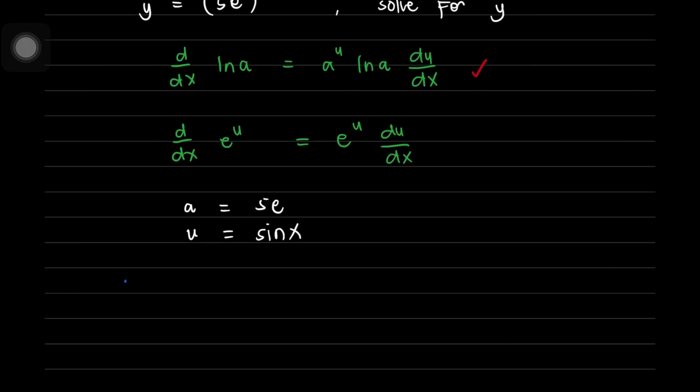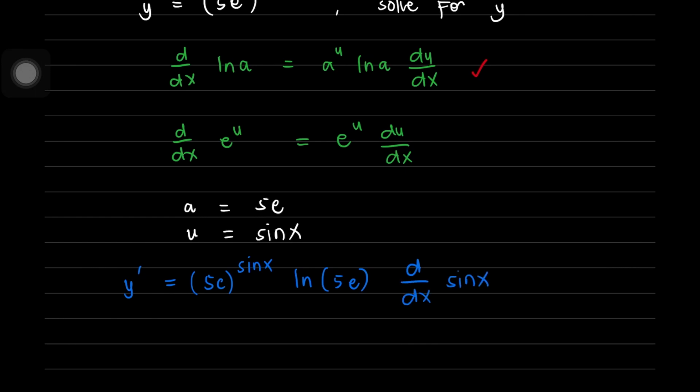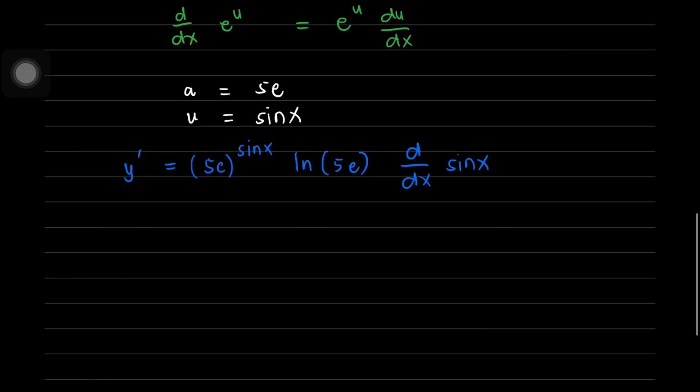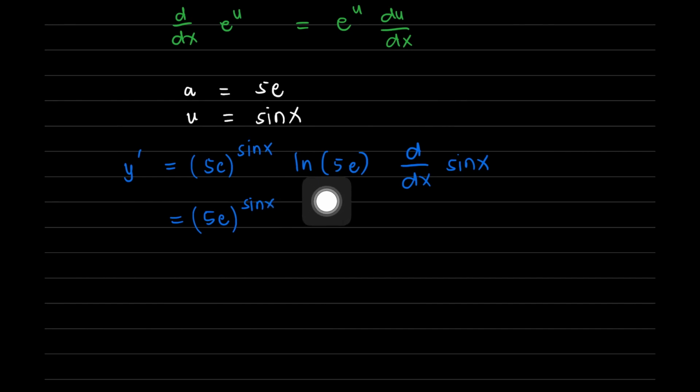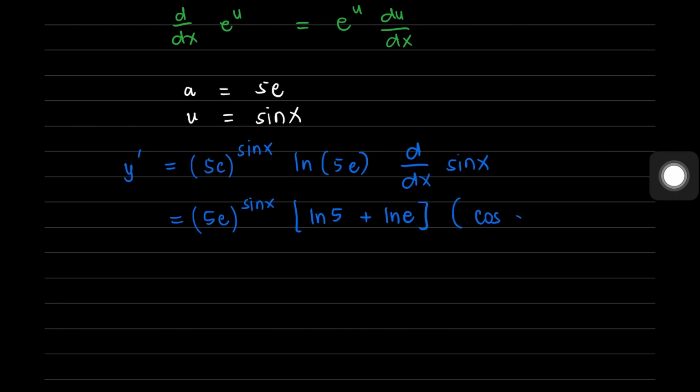So solving for y prime, this is equal to 5e raised to sine of x, that's a raised to u, multiplied by ln of a. So this would be ln of 5e multiplied by the derivative with respect to x of sine of x. Simplifying further, this is equal to 5e quantity raised to sine of x multiplied by the natural logarithm of 5 times e, which can be written as ln of 5 plus ln of e. And the derivative with respect to x of sine of x is cosine of x.